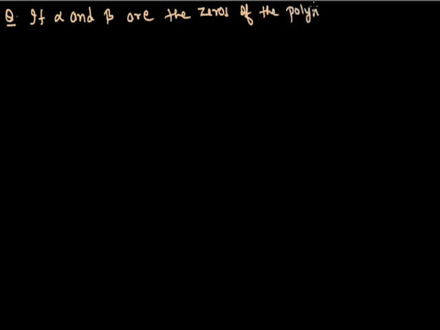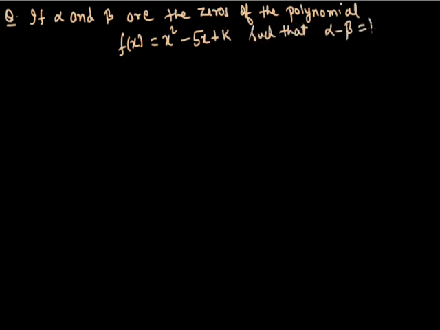Now next example: if α and β are the zeros of the polynomial f(x) = x² − 5x + k, such that α − β = 1, find the value of k.